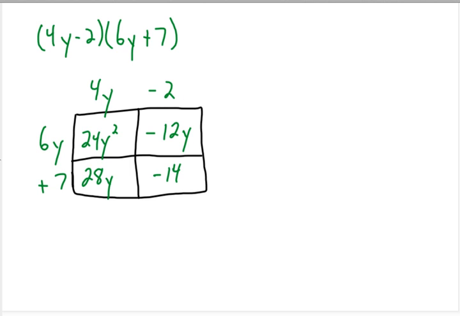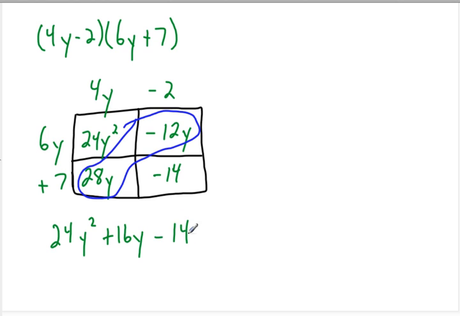Now, just like in that first example, we're going to combine those like terms, which are the ones in the middle. Remember, a y squared cannot combine with the y with addition or subtraction. And the negative 14 also cannot combine with anything. So the only two things that combine are the circled ones in blue. So 28 minus 12 would be 16 positive, so 24y squared plus 16y minus 14 would be our simplified answer.